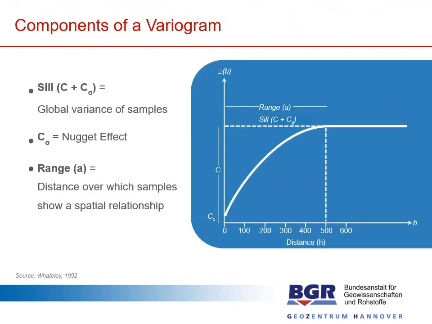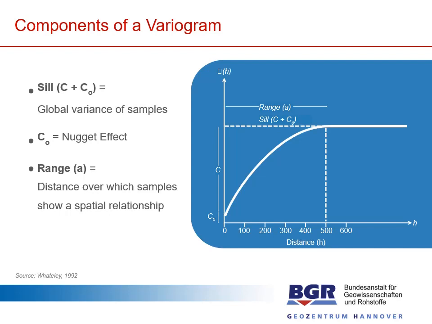Here you see an idealized variogram with the components. One is the sill. The sill is C plus C0. This is a distance H in meters. C0 is the nugget effect, so you will never have zero variance between two points; a certain variance is always given. And the range A is the distance over which samples show a spatial relation.